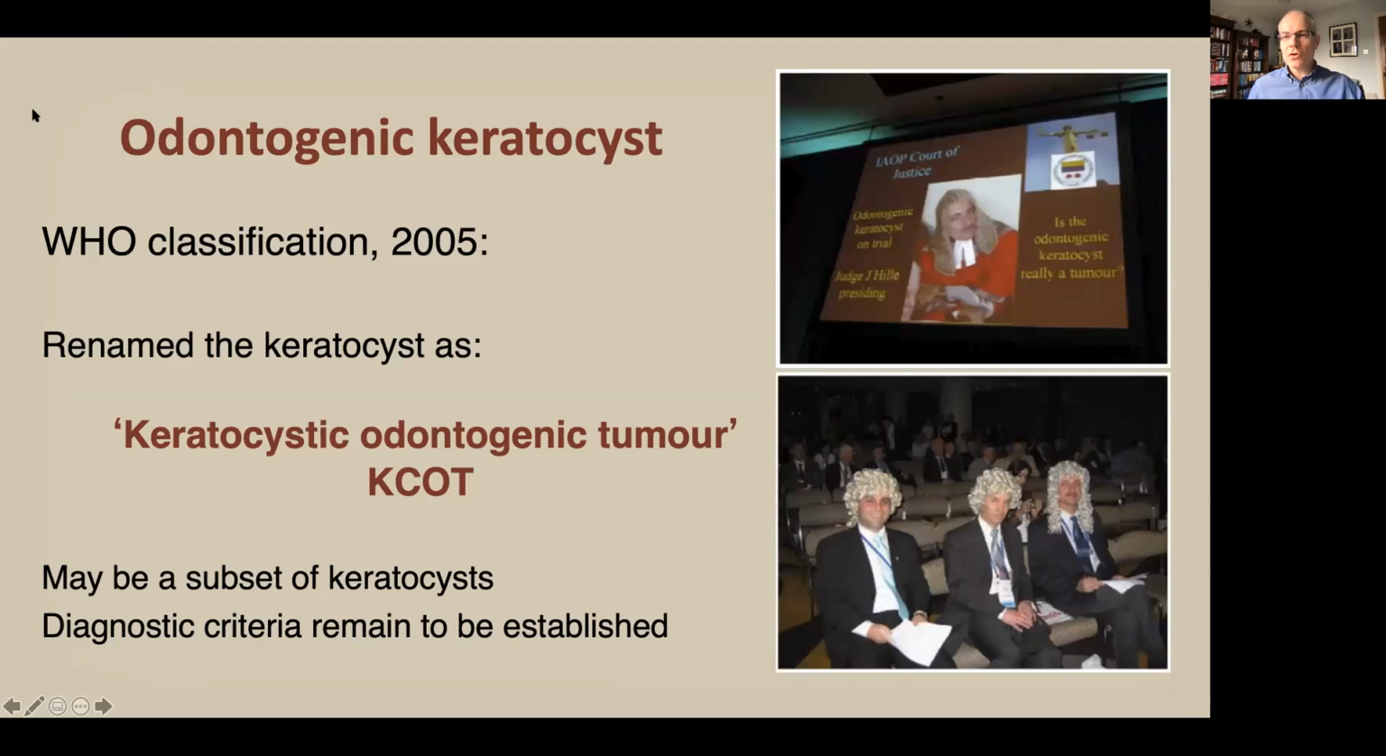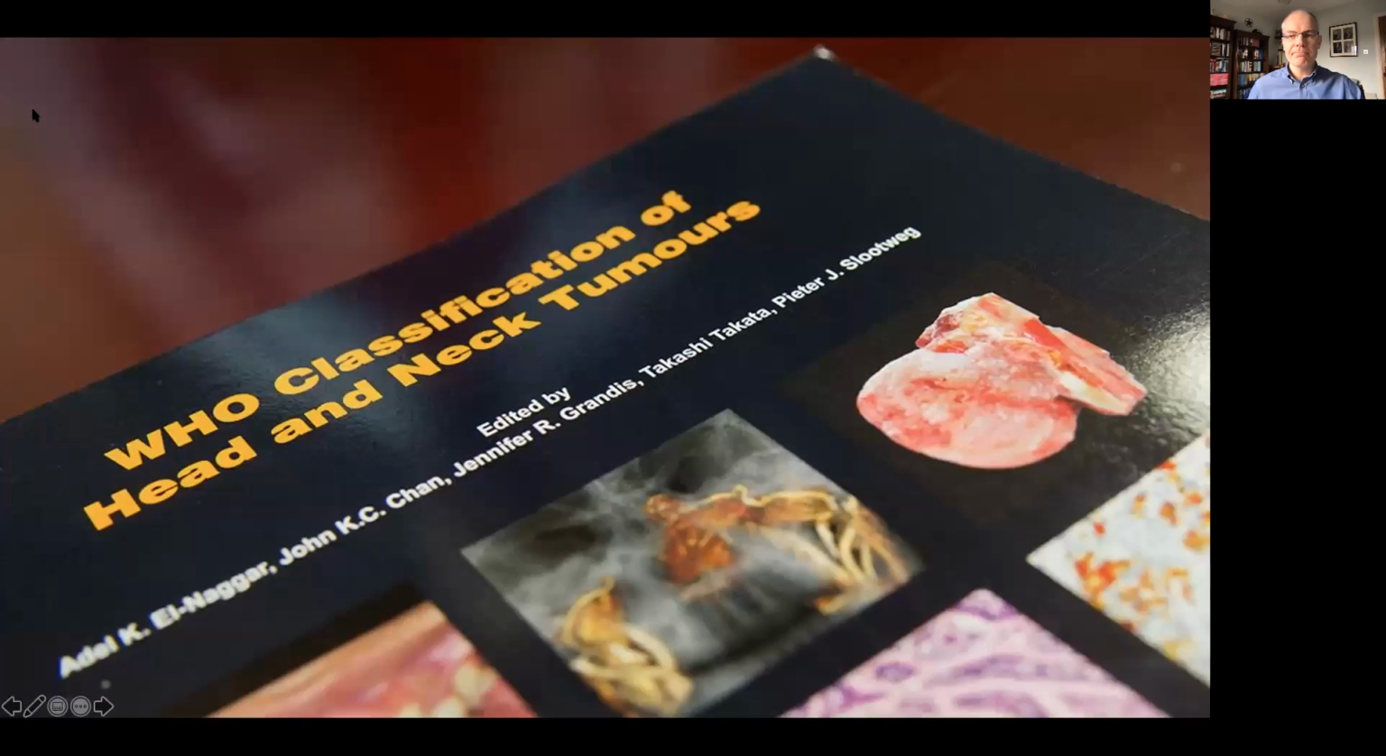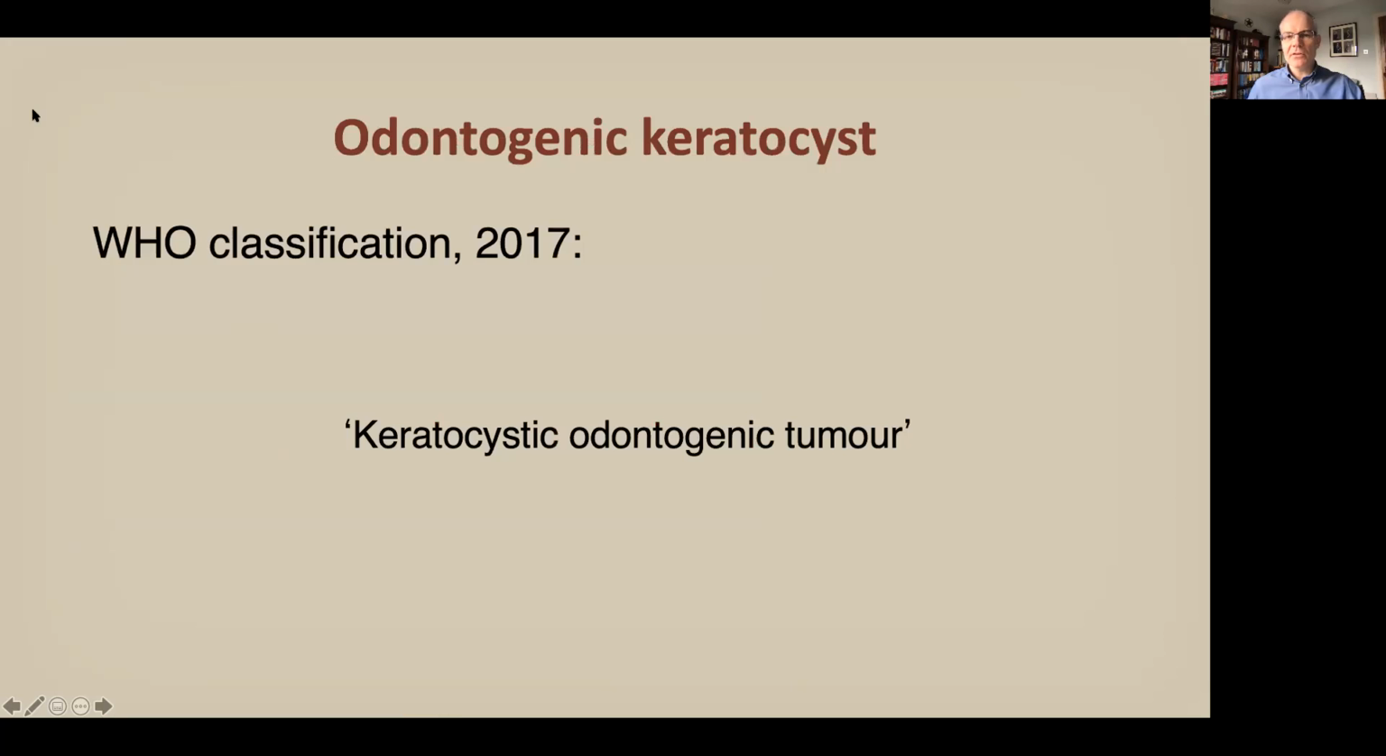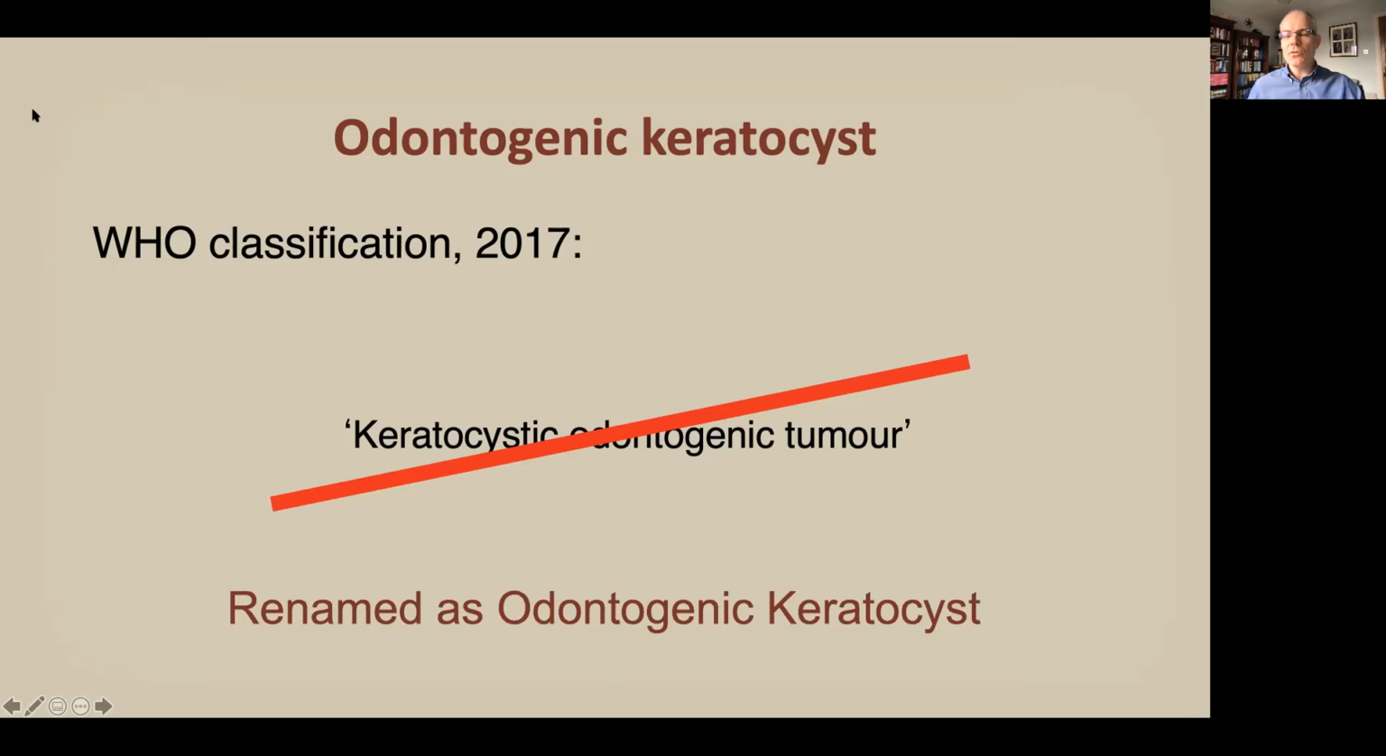So as I indicated, there is a controversy about the odontogenic keratocyst. The 2005 classification removed odontogenic keratocyst and replaced it with the term keratocystic odontogenic tumour, which was not really very well defined as far as its diagnostic criteria are concerned. Then in the 2017 classification, keratocystic odontogenic tumour is out of favour, and the term odontogenic keratocyst was re-entered into the classification.